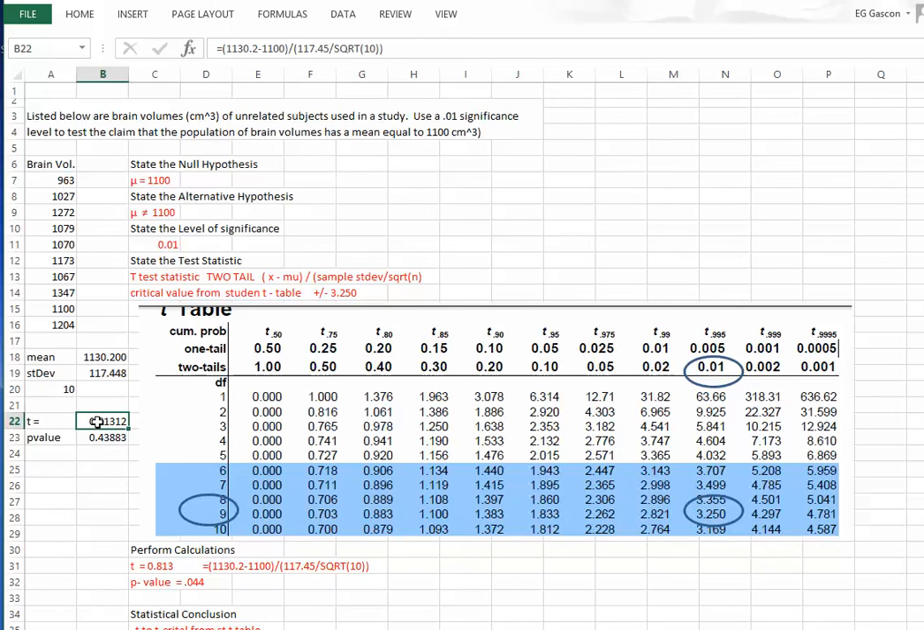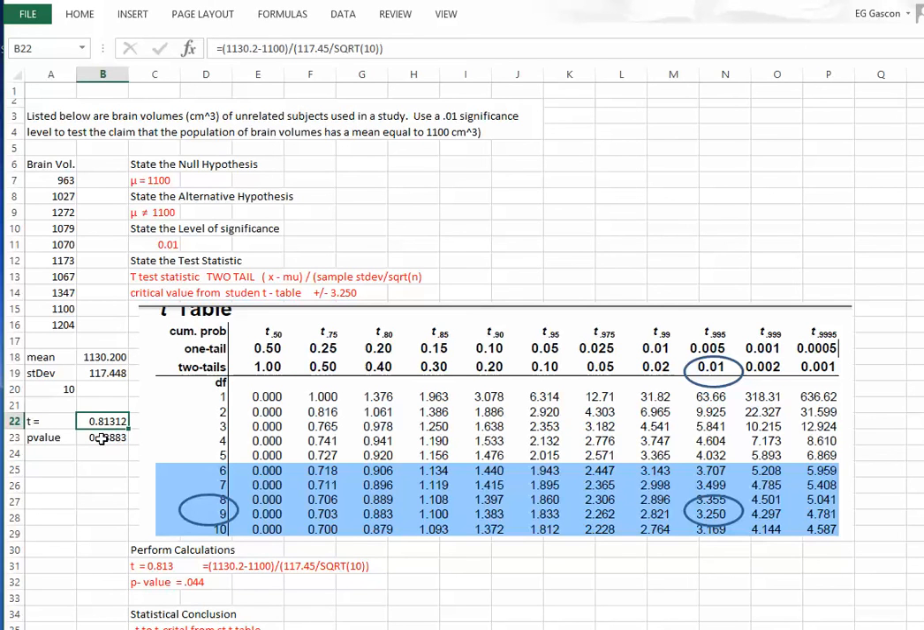And there's my formula. I've substituted x. Notice I put parentheses around this. X, my x value being my mean, minus the mu, which is 1100, divided by, and now I put parentheses around this because remember, this division here has to be done before I can do this other division. That's order of operations. And so I have 117.45 rounded, divided by the square root of 10. And when I do that calculation, I get 0.81.